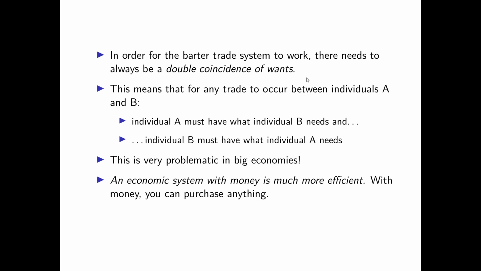The double coincidence of wants simply means that for any trades to happen between two individuals A and B, individual A must have what individual B needs, and individual B must have what individual A needs. Okay, only then can the barter trade system work.